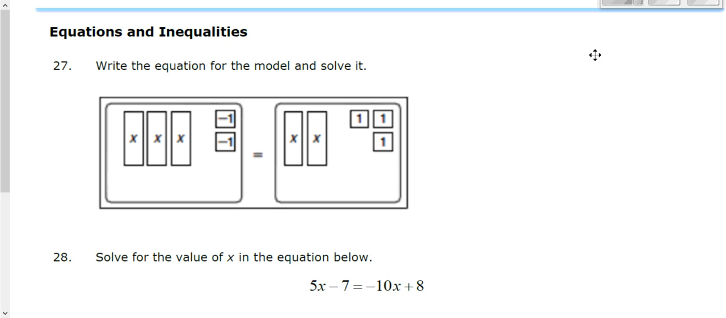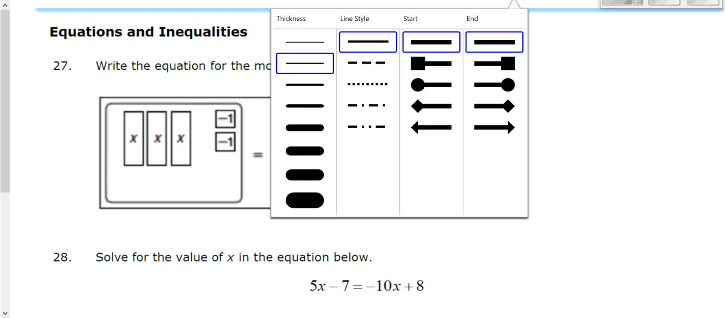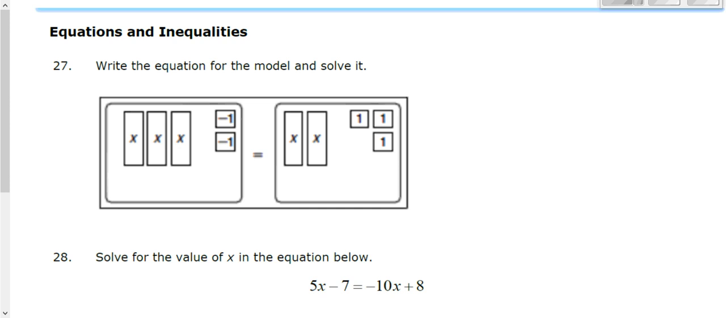Okay, so this video goes through number 27 through 36 on your test review. So number 27, write the equation for the model and solve it.